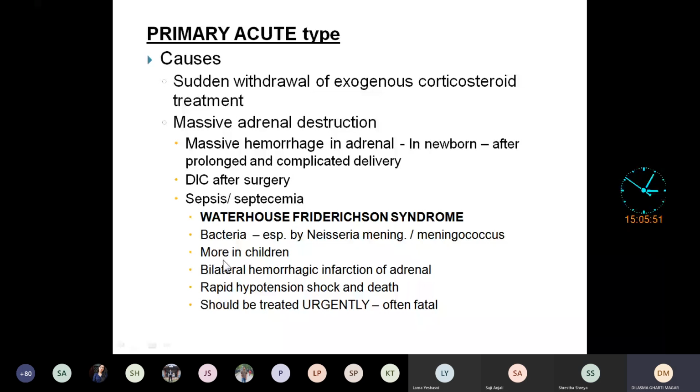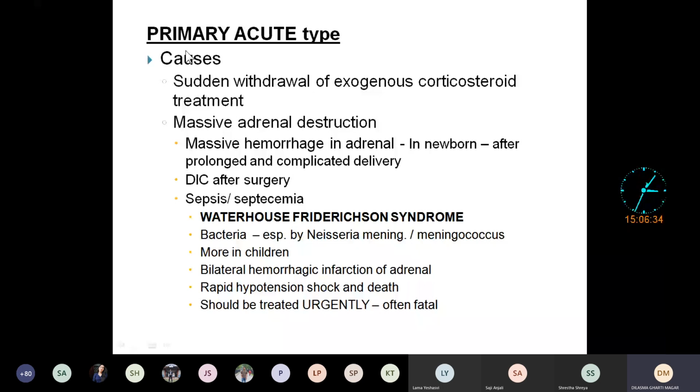So now we'll come to the primary or acute type. Here the cause is a sudden withdrawal of exogenous corticosteroid treatment. Whenever we give steroid treatment to a patient, we do tapering of the dose, understood? So whenever there is a sudden withdrawal of the exogenous corticosteroid, it will lead to adrenal insufficiency. So it is the primary and acute type.